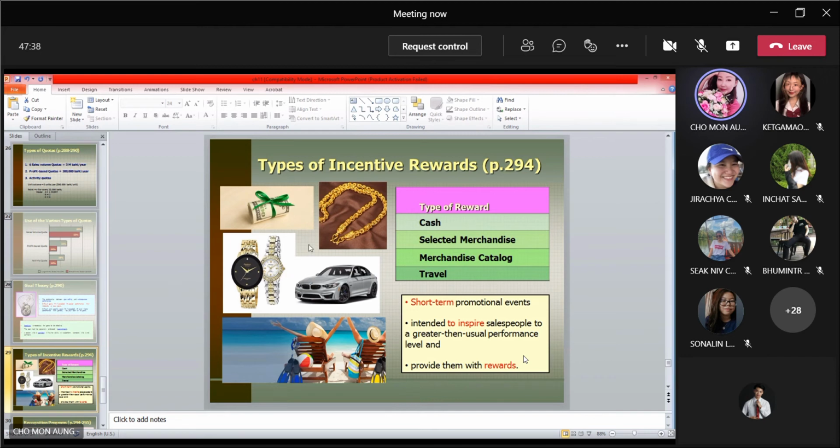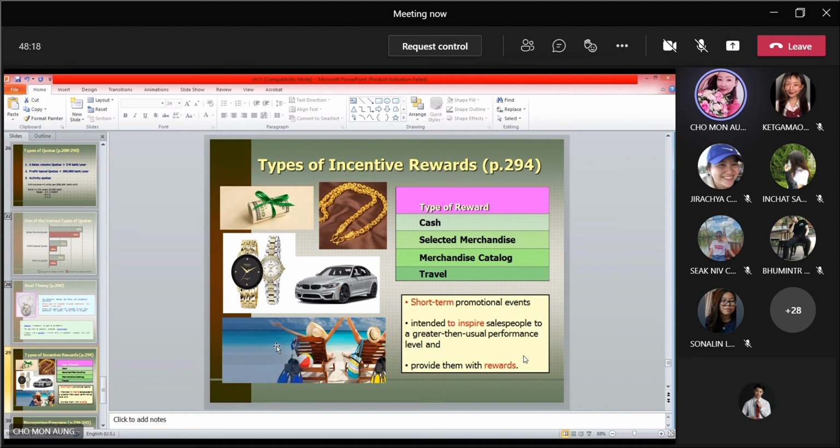Usually the rewards are here on the picture, on the slide. Usually these have high monetary value. For example, we can give them a cash reward, or it can be merchandise. It can be a travel reward. So it depends on the nature of the product, the amount of sales that they have to achieve, the company performance, and the available budget that we can spend for the sales contest. Then the rewards may be different.